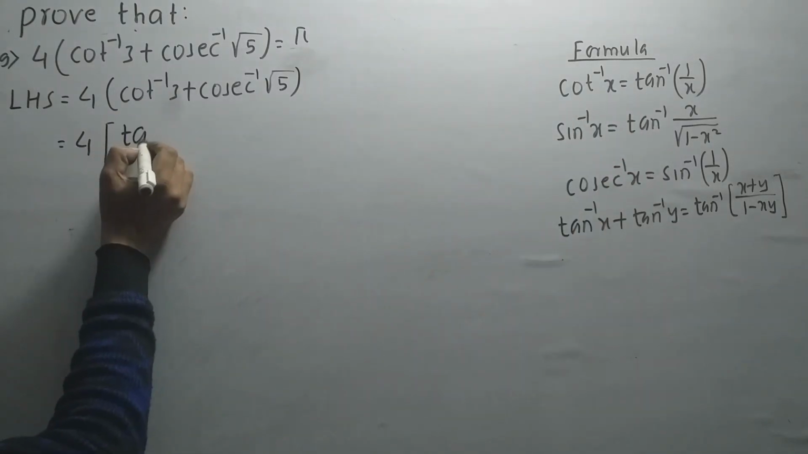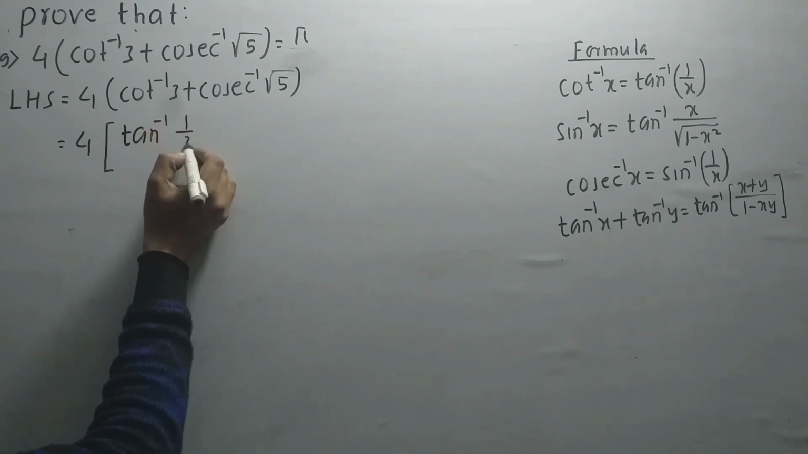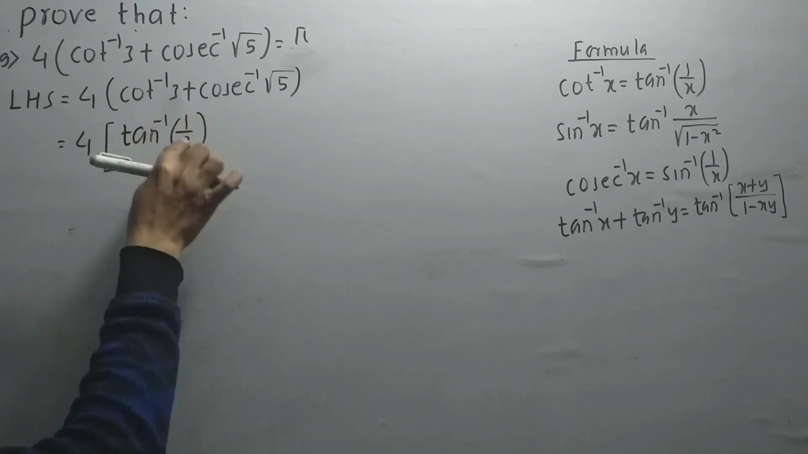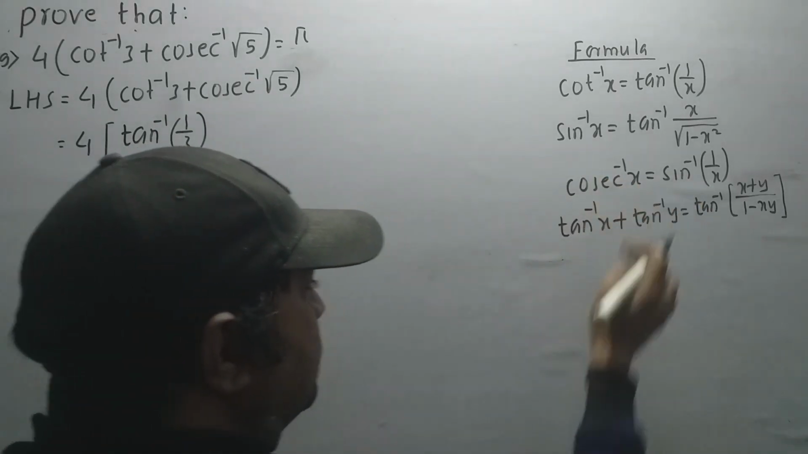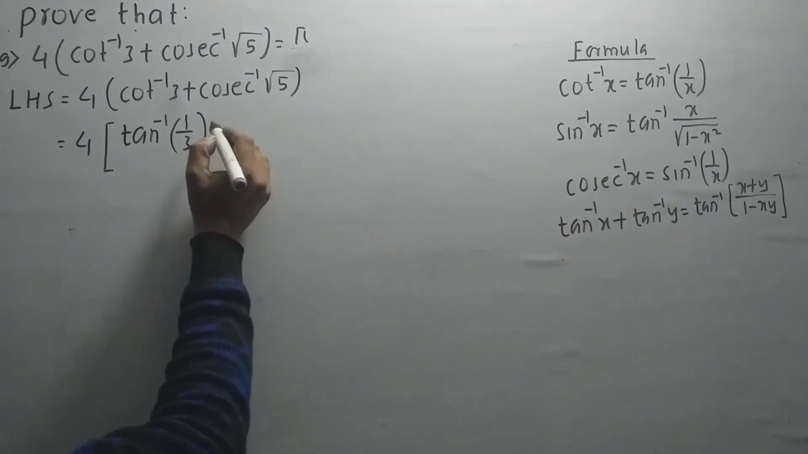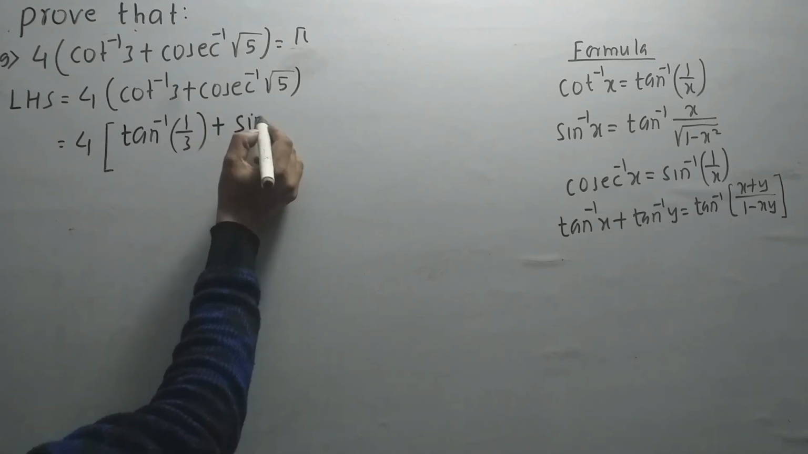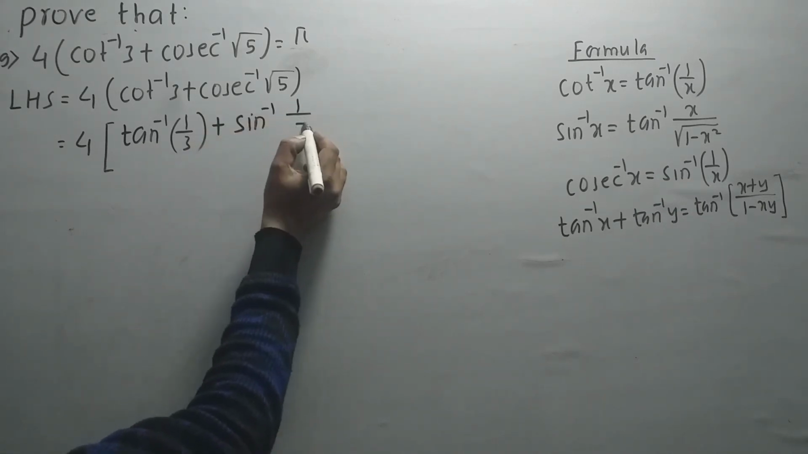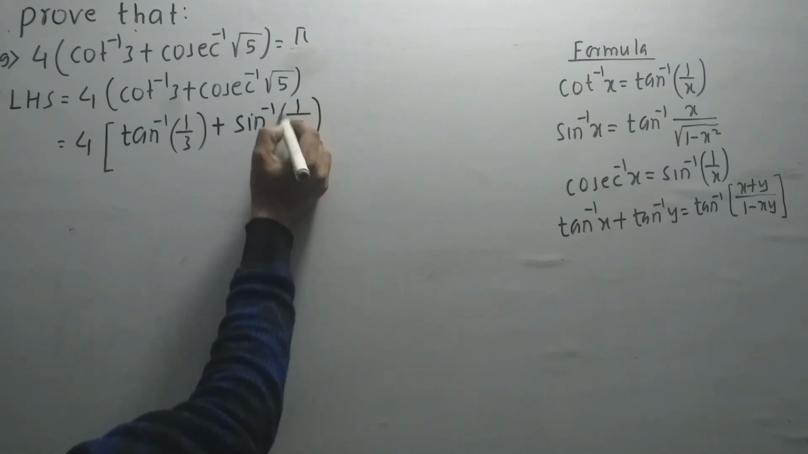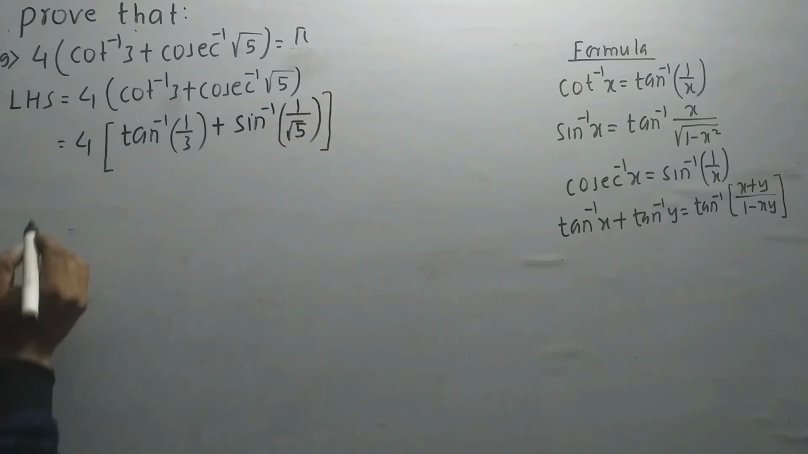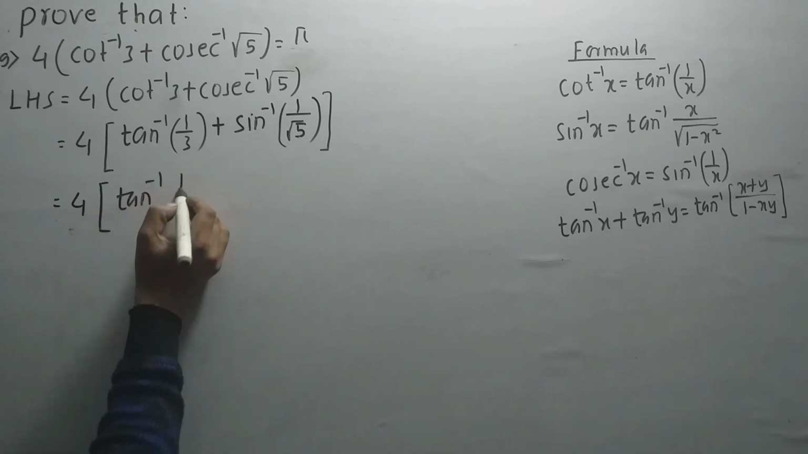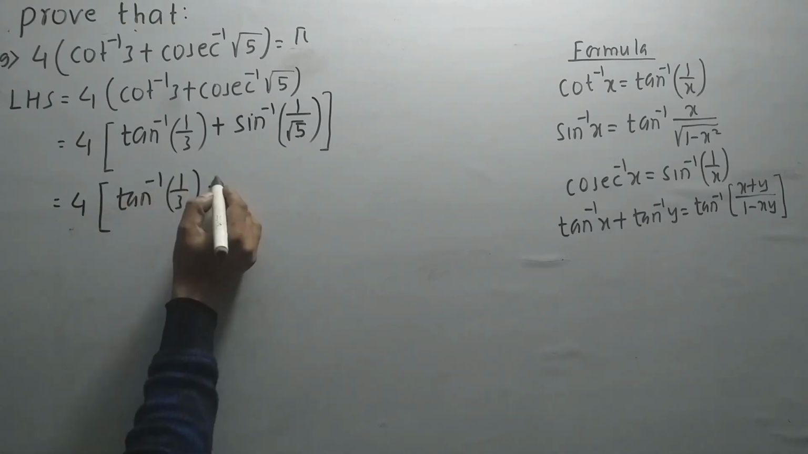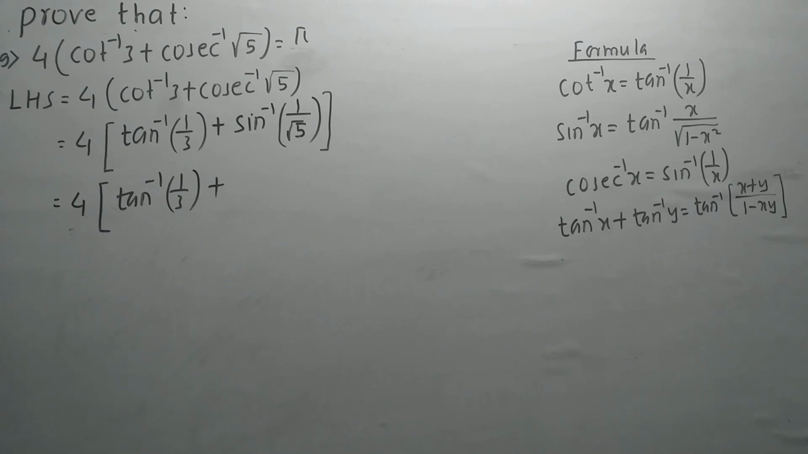So let me write here tan inverse 1 by 3. The reciprocal of 3 is 1 by 3. Cosec inverse x will be sin inverse 1 by x, make it reciprocal. So here it is sin inverse 1 by under root 5. Now copy the same here. Now write here tan inverse 1 by 3 plus sin inverse 1 by under root 5.